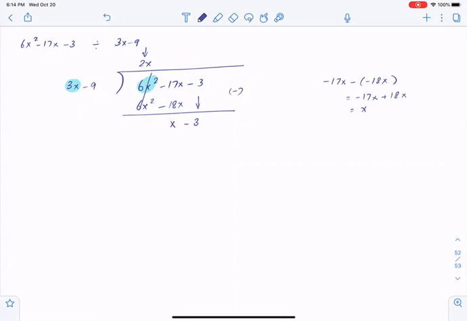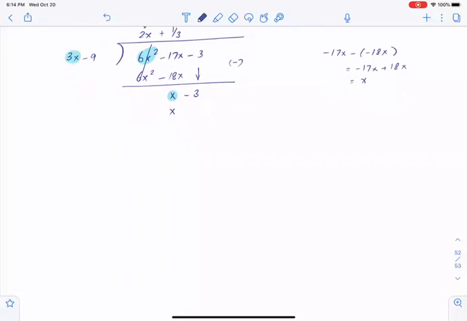Now I've got to multiply 3x by something so that I get x. So if I multiply 3x by 1/3, I will get x. So 3x times 1/3 is x. Minus 9 times 1/3, I'll get minus 3. And if I subtract, those two would go away. So the answer, or the remainder, is 0. So the quotient in this case is 2x plus 1/3, and the remainder is 0.